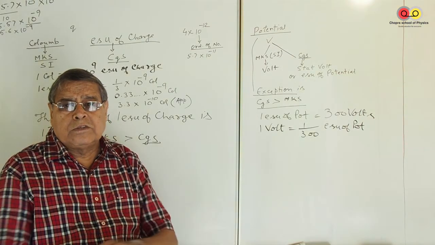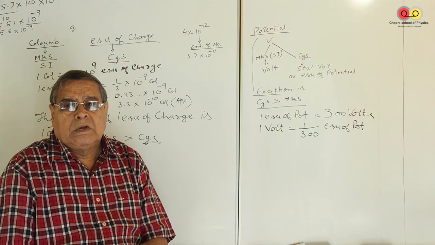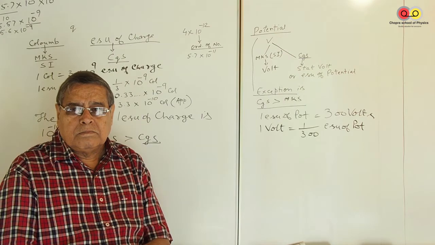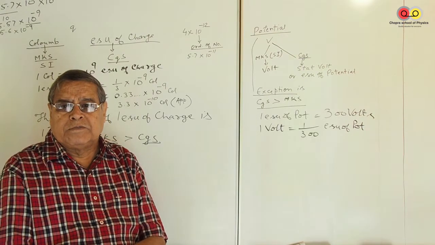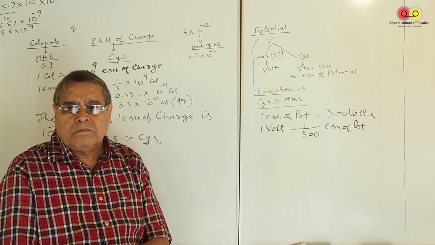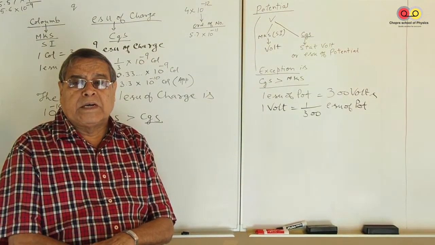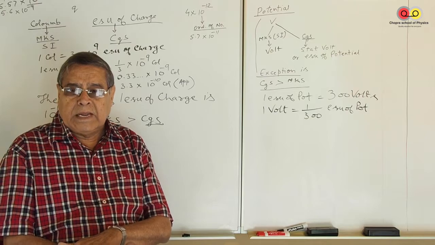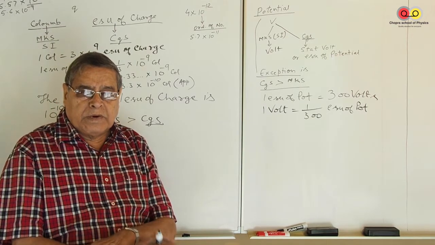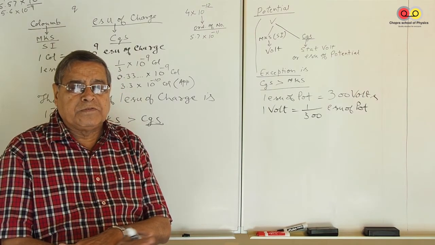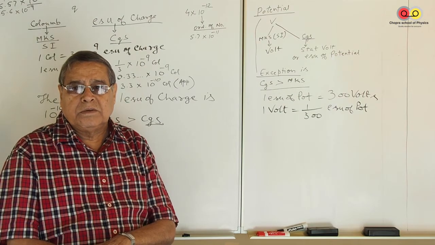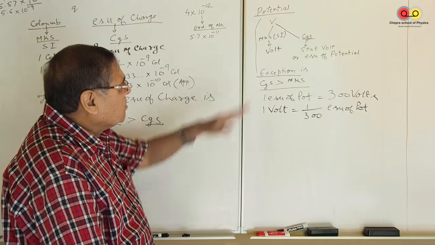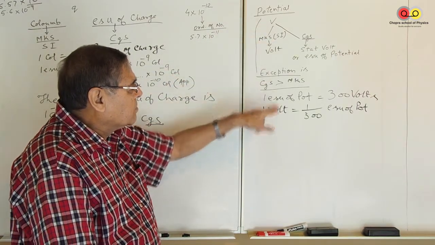Wherever you want to ask questions, please do ask. Like unit positive charge, you may ask me what is unit positive charge. When we speak of unit positive charge, it is 1 Coulomb charge in MKS, or 1 electrostatic unit of charge in CGS. So now we have discussed potential, the symbolization, and the relation of the units.